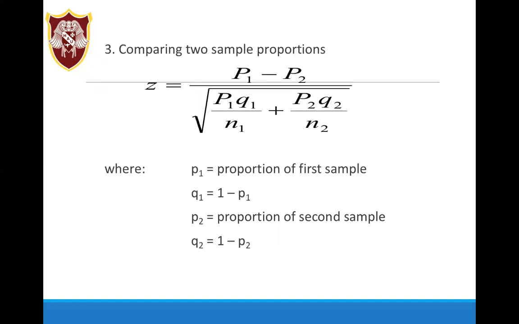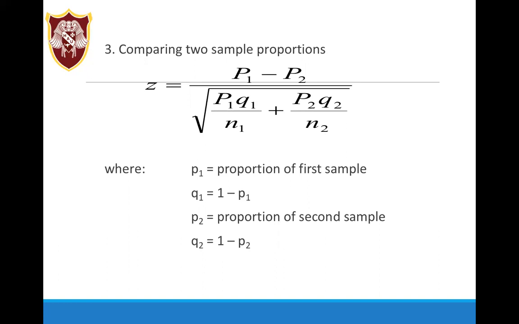And then this one is the last formula under the z-test. So this is used when comparing two sample proportions, wherein z is equal to the difference of the two proportions, p sub 1 and p sub 2, divided by the square root of p sub 1 times q sub 1 divided by n sub 1 plus p sub 2 times q sub 2 divided by n sub 2, wherein q sub 1 is 1 minus p sub 1 and q sub 2 is 1 minus p sub 2. P sub 1 and p sub 2 are the proportions of the two samples.